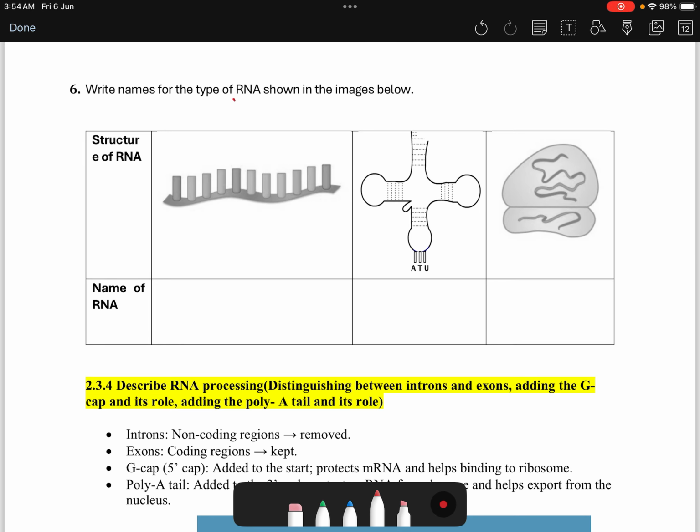Write the names of the RNA shown in the diagram. Of course, if it is single-stranded, it is mRNA. So straightforward. If it is a pin shape and you have anticodon over here, this is tRNA. And if it is 2 subunits like these, so this is rRNA.